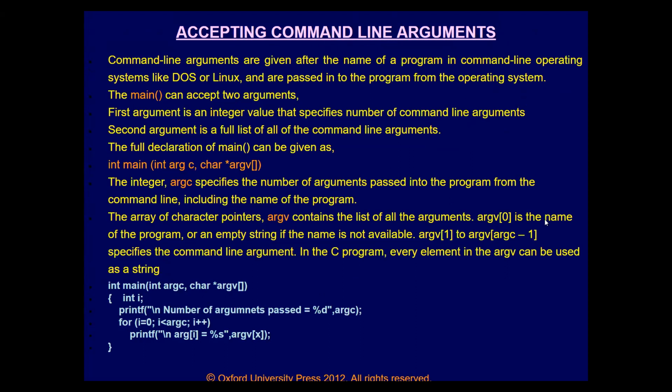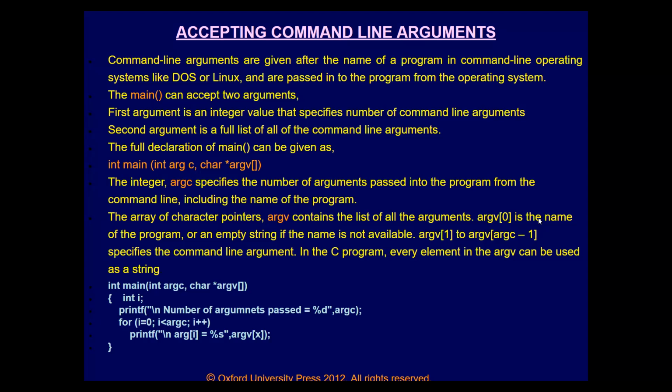Next, accepting command line arguments. Command line arguments are given after the name of a program in a command line operating system like DOS or Linux, and are passed into the program from the operating system. The main() function can accept two arguments. The first argument is an integer that specifies the number of command line arguments. The second argument is the full list of all the command line arguments.